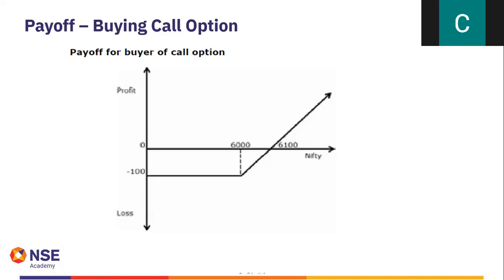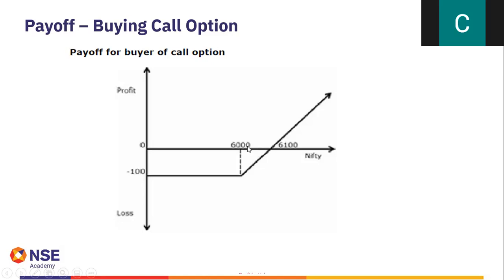So here, I have taken a contract with a strike price of 6,000. I bought a call option with a strike price of 6,000, and for that I paid a premium of 100 rupees. As mentioned earlier, the buyer will pay premium, seller will receive premium. So here, since I am the buyer, I am paying a premium, and this premium is 100 rupees.